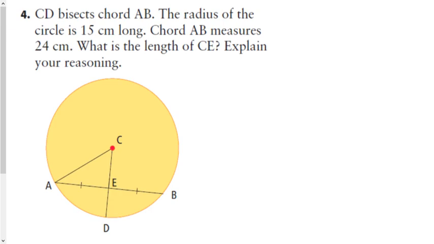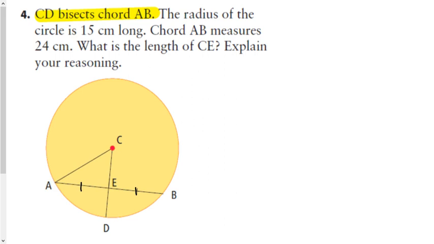Question 4 says CD bisects chord AB. So I'm just going to read this with my highlighter here. And right away, I look at this picture and I'm like, okay, if it bisects chord AB, I know that it does because it has these two little things. But what's omitted from that picture that probably should be included if it bisects it?